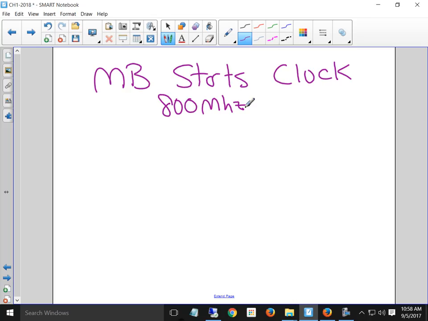Anyone remember last class? How many? 800 million, okay? Times a second. It's clicking 800 million times a second. It's saying that's the speed that all information will move around this motherboard.